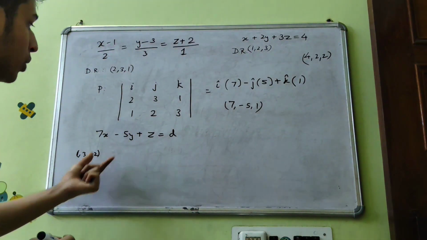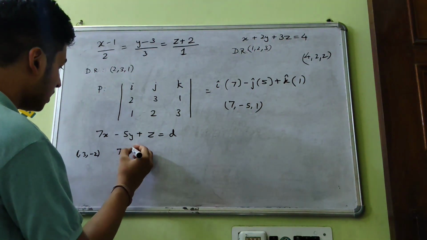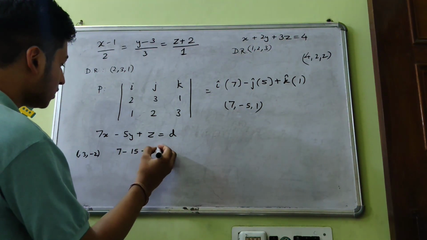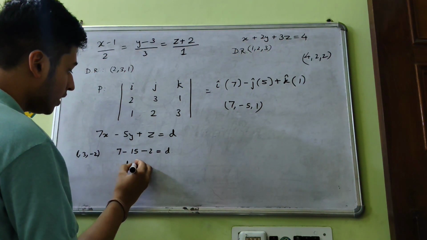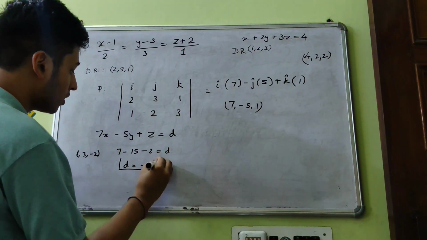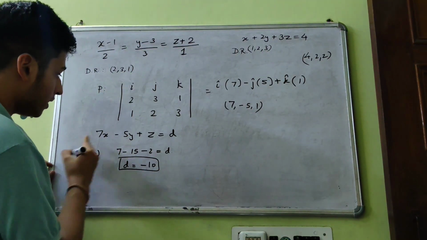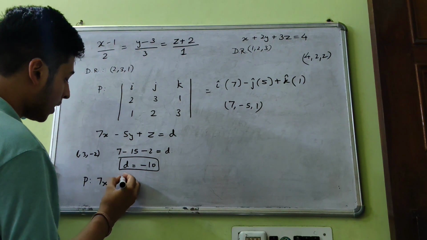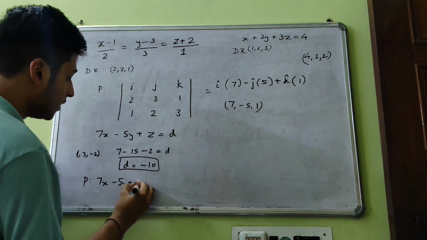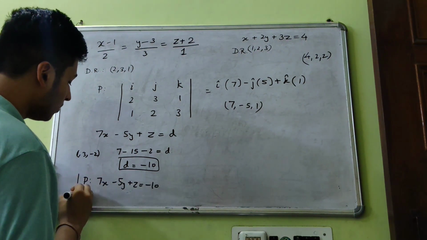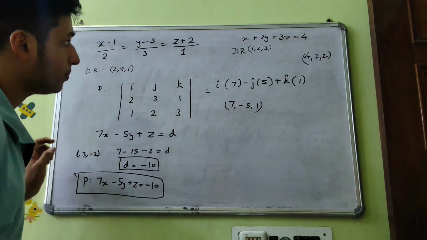So let us satisfy this point in this plane. 7 minus 15 minus 2 is d. So d is minus 10. So the equation of plane P is 7x minus 5y plus z is minus 10. This is the equation of plane P.